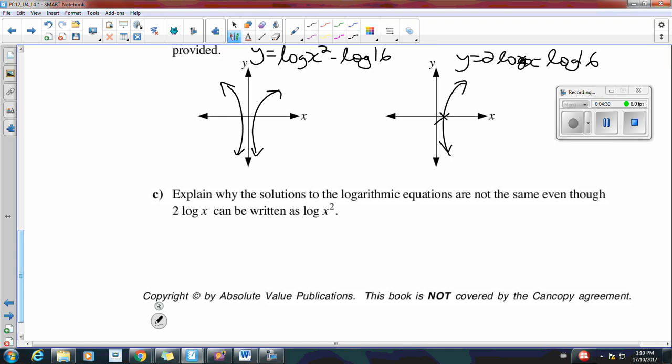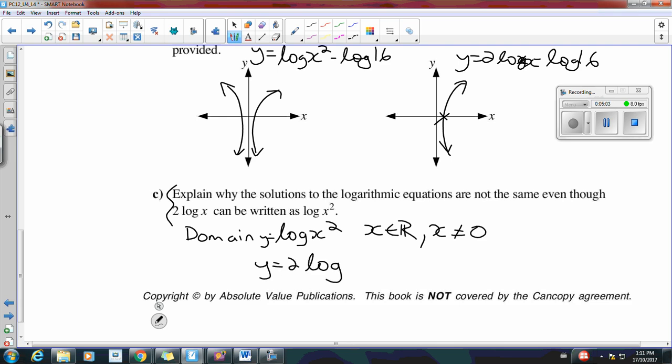The other method you could use is to consider the domain of the functions before starting. So if we look at the domain of y equals log of x squared, the domain is any real number, except x cannot be 0. We can't take a log of 0 because 10 to the power of nothing will give us 0. So we can't have an input of 0. For the domain of 2 log x, well, now our domain is x is greater than 0.